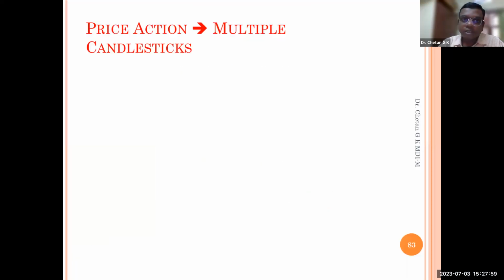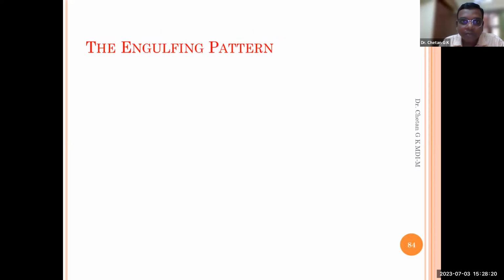We'll be discussing price action using multiple candlesticks. So far, we have used only one candlestick, and we are trying to predict what lies ahead. Now we take into consideration more than one candlestick, maybe two or three for that matter, and we take a decision based on them. Two or more candlesticks form what is called multiple candlesticks. The first one is the engulfing pattern.